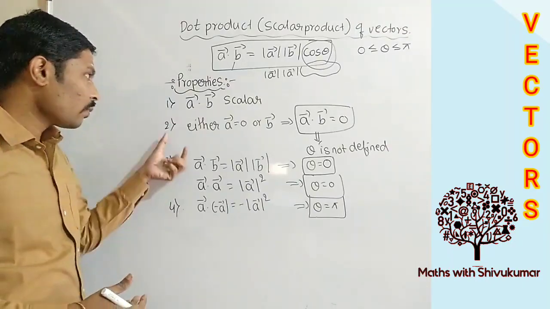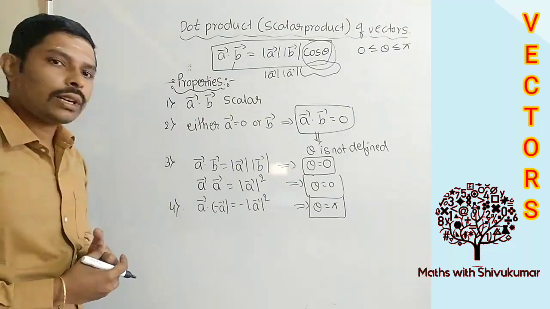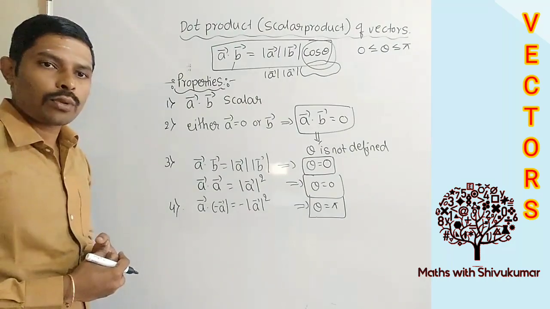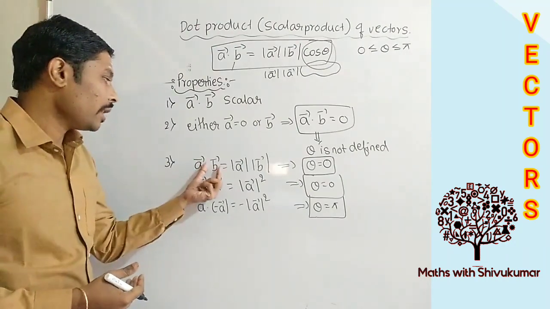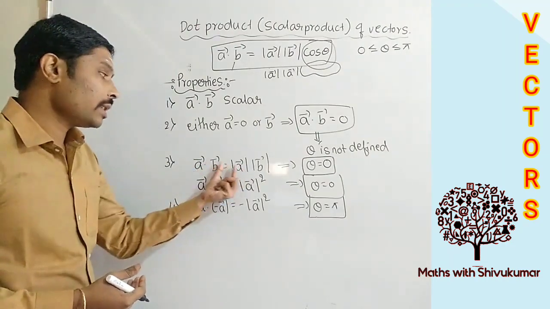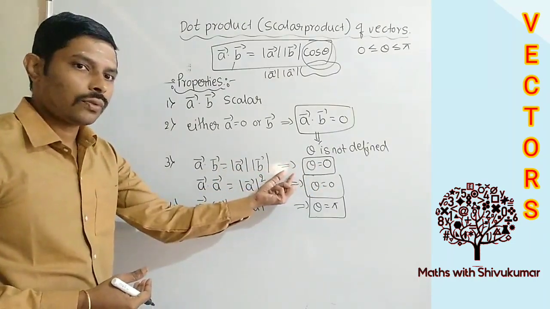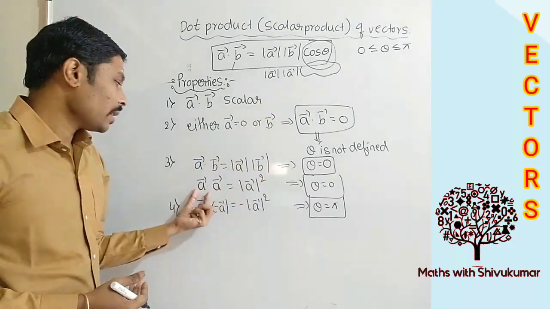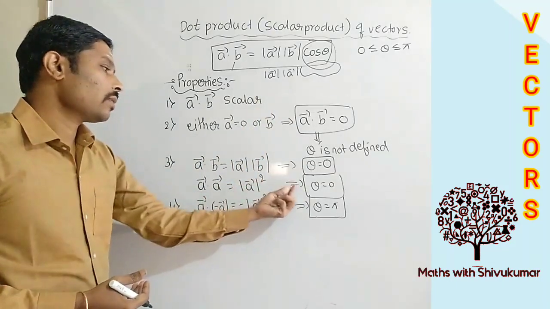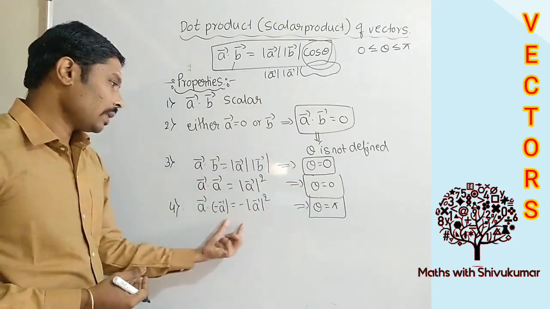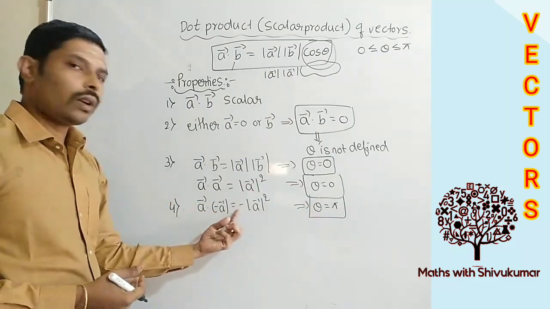So these are the first four properties. Try to understand these four properties properly. A dot B is equals to magnitude of A, magnitude of B. In this case, theta is 0. Okay. So here A dot A is equals to magnitude of A square. Theta is 0. And here theta is pi because we want negative. Okay.